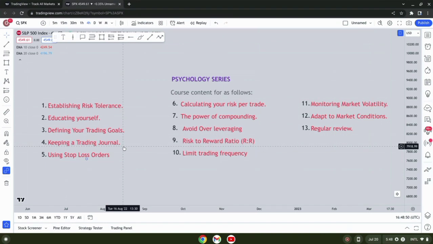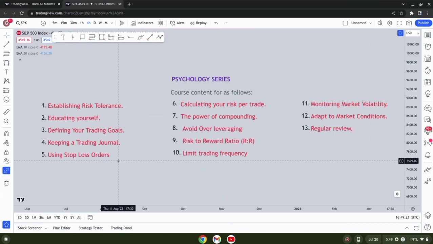Number 4, keeping a trading journal. Having a trading journal, a trading record, where you record your history, you record your present, and you record your future. Your future is your goals, your history is your lessons, and your present is what you are actually learning now. So you journal all these things in your trading journal. That is a very important tool that you need as a trader.